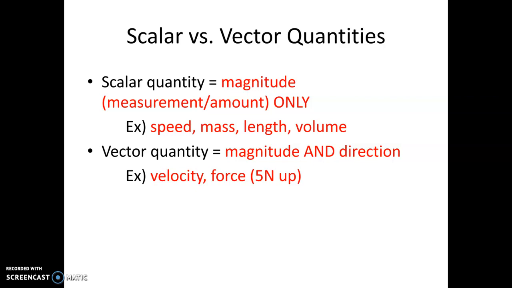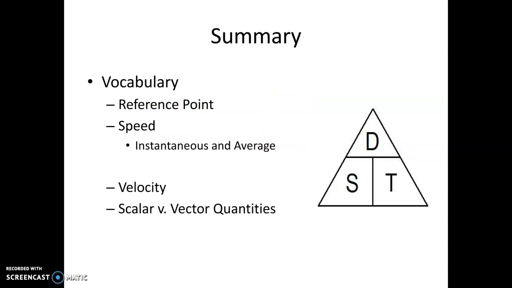Okay. So an overall summary of what I talked about in this video. We started out by talking about reference points. Then we talked about speed, and there's two different kinds, instantaneous and average. Then we went into talking about this lovely triangle that talks about distance, time, and speed, and how to use it for the different equations. And then we talked about velocity and how that is different from speed. And that led us into our final topic of scalar versus vector quantities and how they're different.